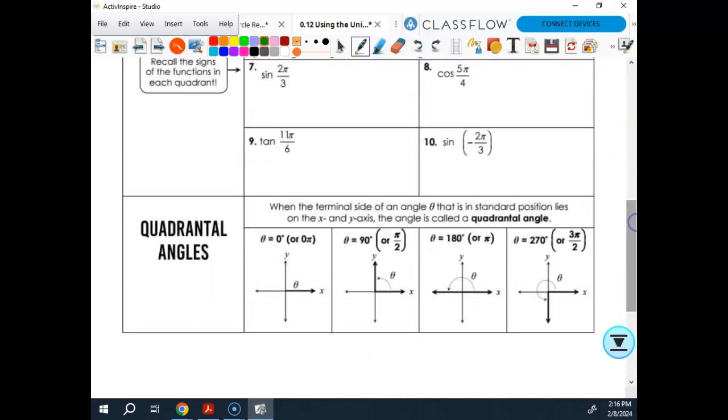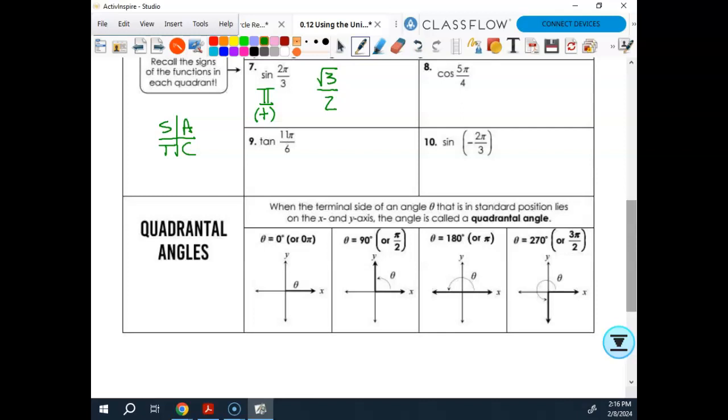So if I want the sine of 2 pi thirds, the first thing you're going to ask yourself is, what quadrant is 2 pi thirds in? Second. Okay. So then the second thing you ask yourself is, is sine positive or negative in the second quadrant? It's positive, because remember, it's All Students Take Calculus. So it's positive. Then I just have to say, what's the sine of pi thirds? I just want one. It's square root 3 over 2. We good?